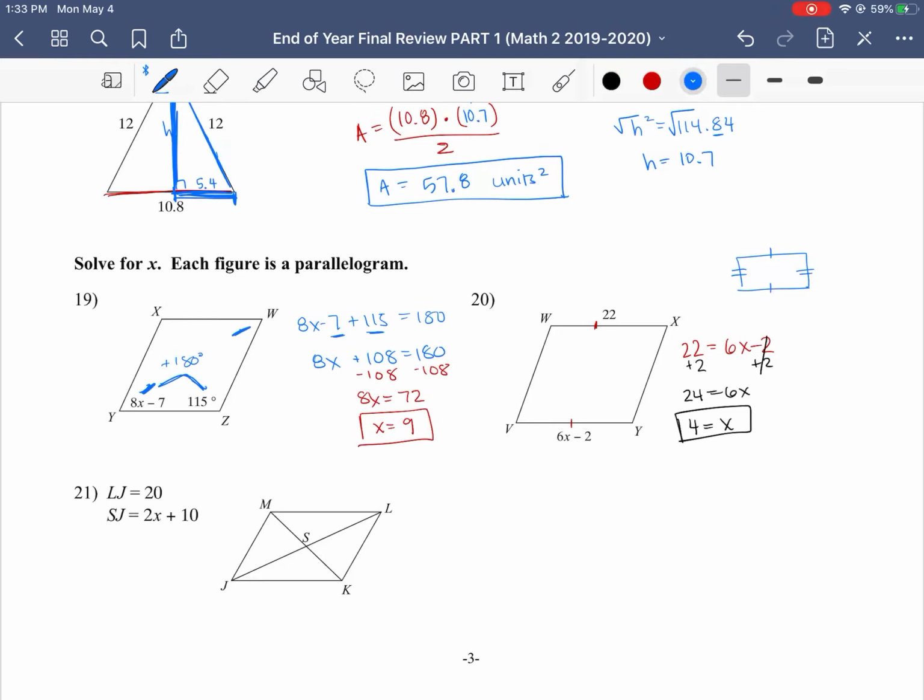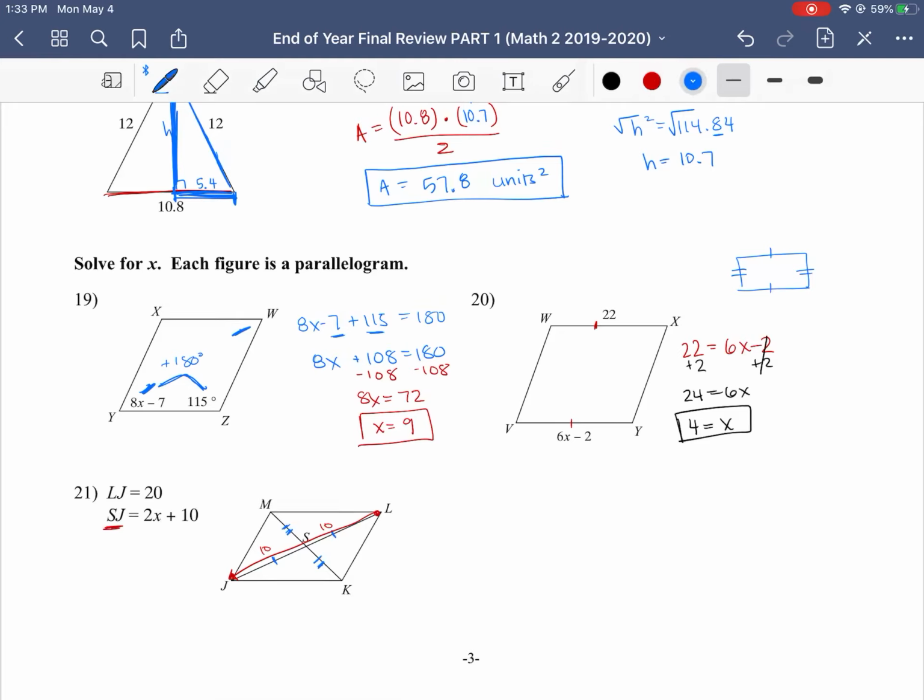21, again, remember that diagonals of a parallelogram bisect each other, so we know that this piece would be equal to this, and then this piece right here would be equal to this piece. So they bisect each other, they cut each other in half. So I'm just going to label the parts that are given. It says that L to J is equal to 20. So we've got L right here, all the way to J is equal to 20. So I know that full thing is 20. Maybe I could split that up and even say, well, this is 10 and this is 10, right?